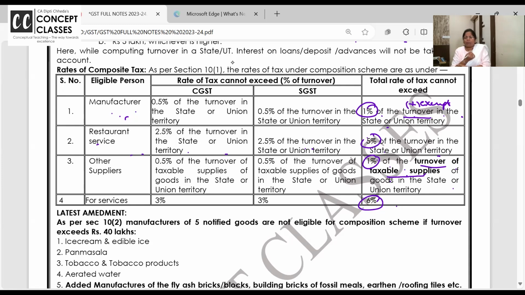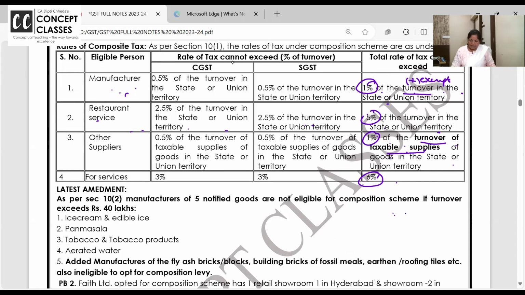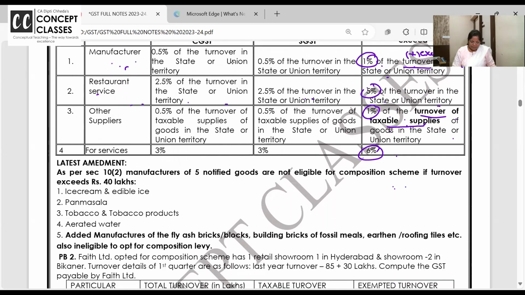Clear? 5% or whatever. Suppose you are not in composition, so regular restaurant services might come in 18%. So on restaurant services, food and all, 18%. Alcoholic liquor and all separately, because on that GST is not there. Okay? Services 6%, other supplies 1%.